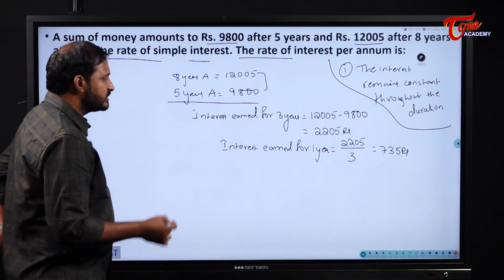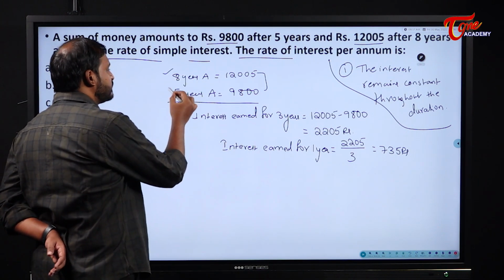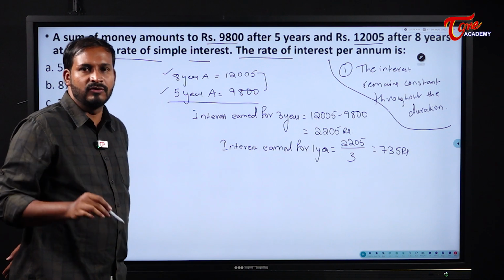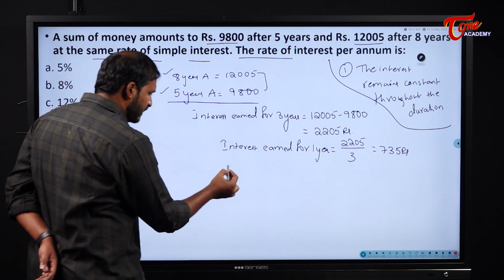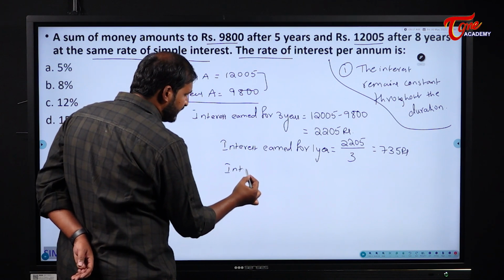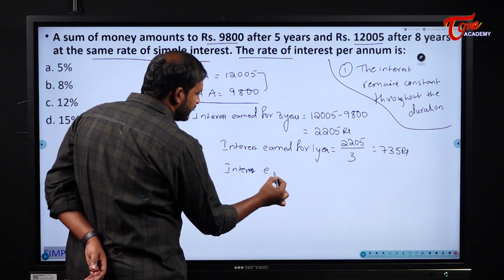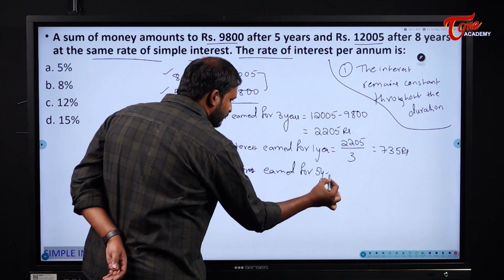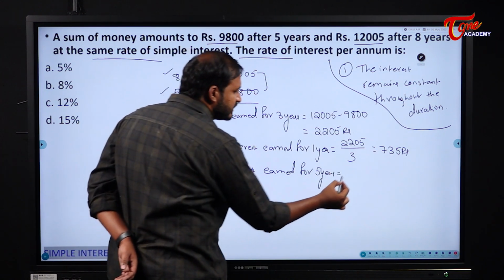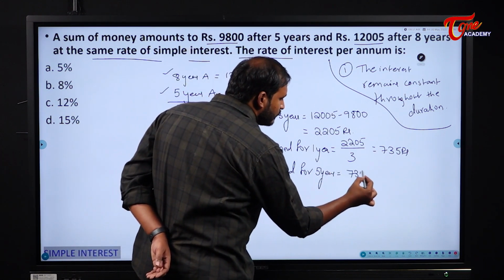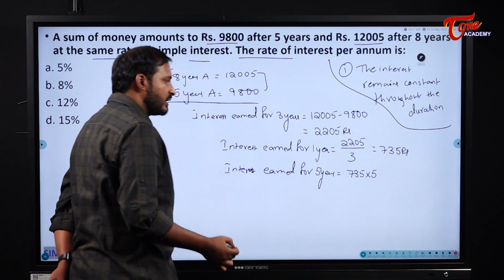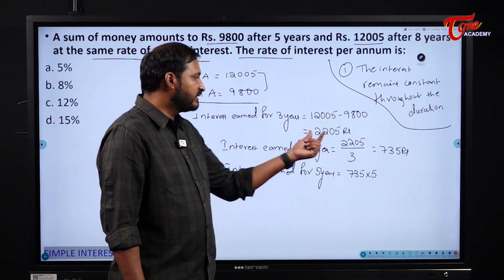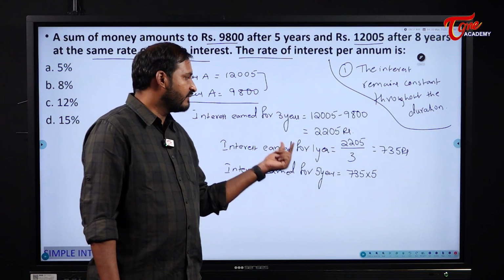Now, what is the amount in 5 years? 9,800, right? Generally, you can take the help of this one or this one. Anyway, this number is smaller, so we will go with that one. Now tell me, what will be the interest earned for 5 years? 735 into 5. Actually students, if you are able to understand, for 3 years it is 2,205. For 5 years how much?